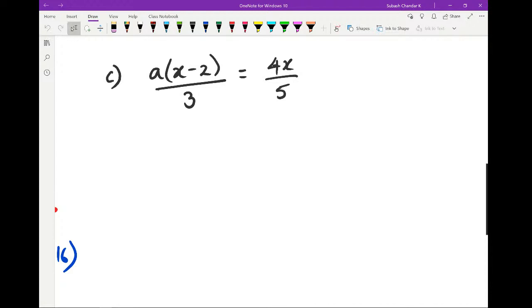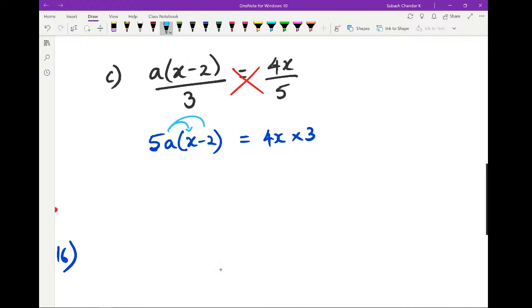Okay, so let's actually go through C first. With C, when you have a fraction equals to another fraction, the first thing you really want to be doing is cross multiply in this case, because we want to get rid of those denominators, right? So when we cross multiply this, we're going to get 5 times a times x minus 2 equals 4x times 3. At this point, we expand the brackets. We're going to get 5ax minus 10a equals 12x. Rearrange this, so we're going to get 5ax minus 12x equals negative 10a. When it goes to the other side, it becomes positive 10a.